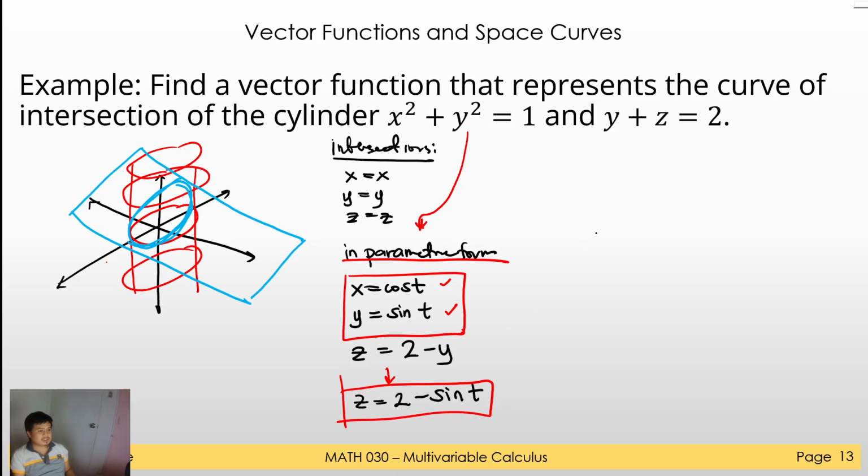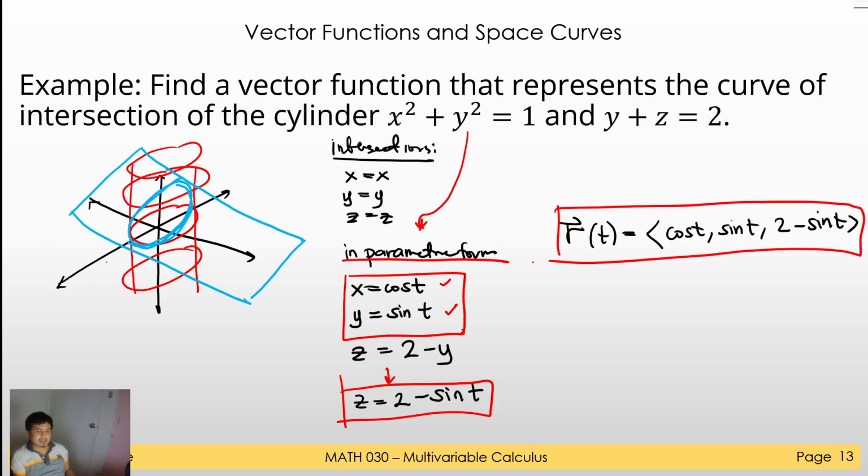You can represent this also as a vector function. So the vector function here is, we have r vector, or r of t, is equal to cosine t, sine t, and 2 minus sine t. Okay, it could be in component form as well, but I won't write that anymore.